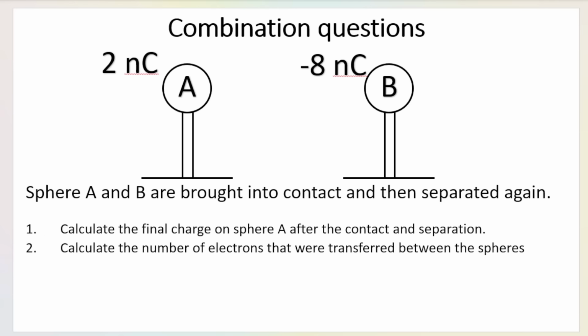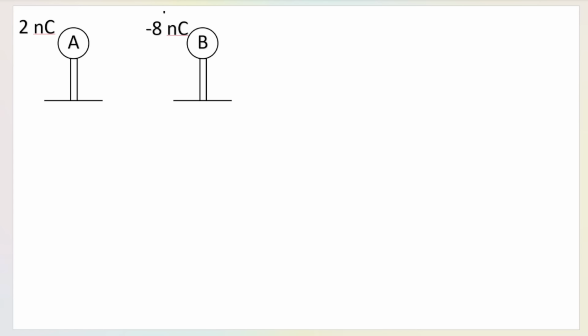How do I know which formula to use? We are told that they contact and they separate. And we want to know the charge after the contact and separation. And they say the final charge on sphere A, but technically they could have said the final charge on sphere B or the final charge on sphere A and B, because you should know that they will be the same. So what I need to do is, because I'm looking for the final charge after contact, I'm using this formula, Q1 plus Q2 divided by 2. There's 2 objects, so I'm dividing by 2.